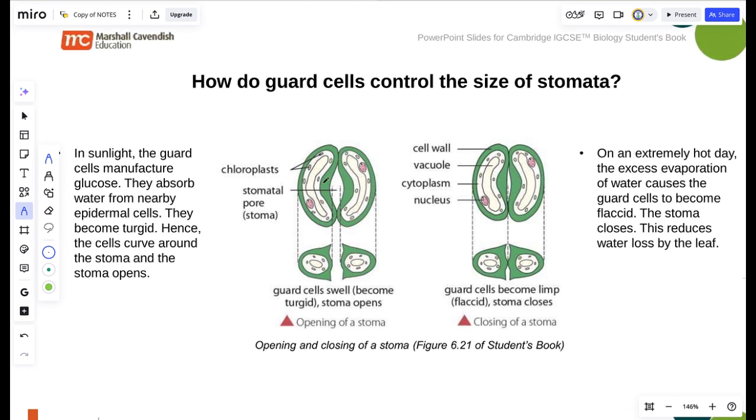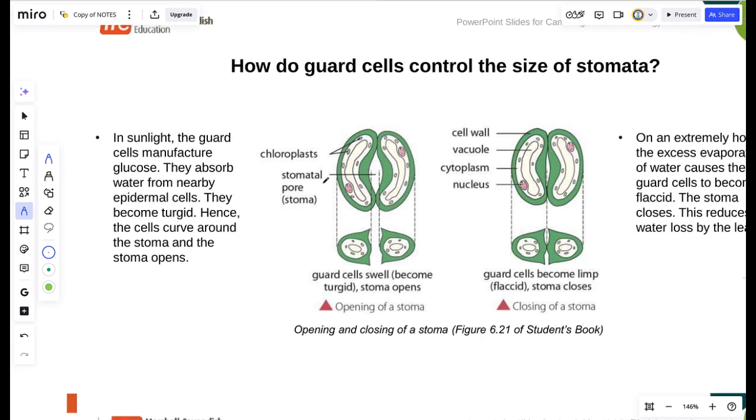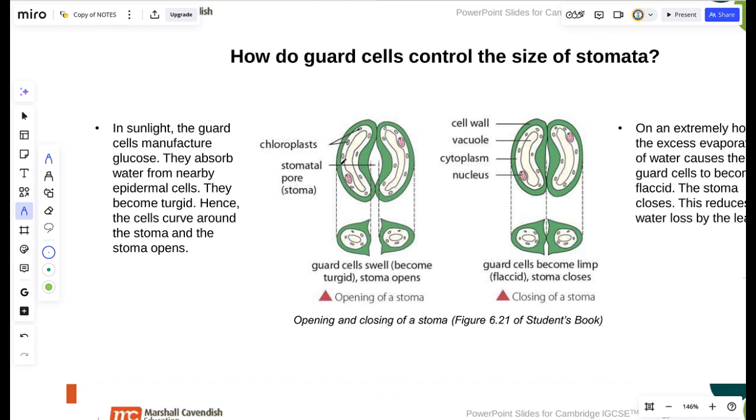During the daytime, in the sunlight, the guard cells manufacture glucose. They absorb water from the nearby epidermal cells, and then they become turgid and swell up, and hence the cells curve. They become curved around the stomata, and the stomata will therefore stand open. Instead of being straight, they become curved, and then the stomata is able to open like this. Then carbon dioxide can go in, and oxygen can diffuse out. So the guard cells swell, become turgid, and open the stomata in order for gases to diffuse in.